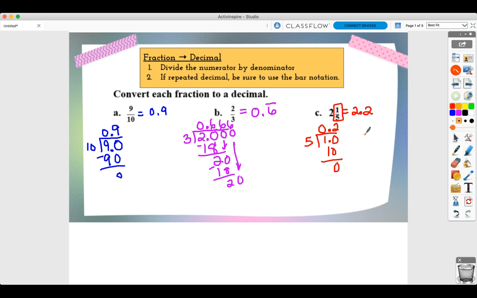You do not need to do all of them by dividing, but your example in the Flipgrid is going to require you to do it in long division.